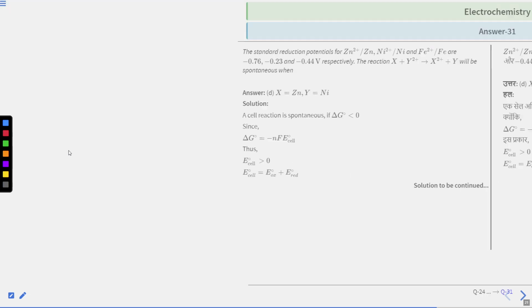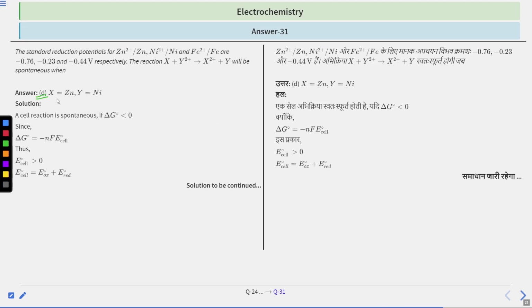Okay, let's see. The correct answer is option D, that is X is zinc and Y is nickel. A cell reaction is spontaneous if the delta G naught is negative. Since delta G naught equals minus nFE naught cell, for delta G naught to be negative, E should be positive. If E is negative, the negative sign becomes positive and delta G becomes positive. But E should be positive so that this negative sign is there and delta G is negative automatically.